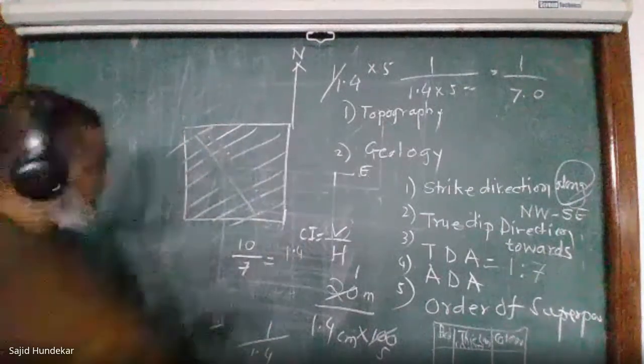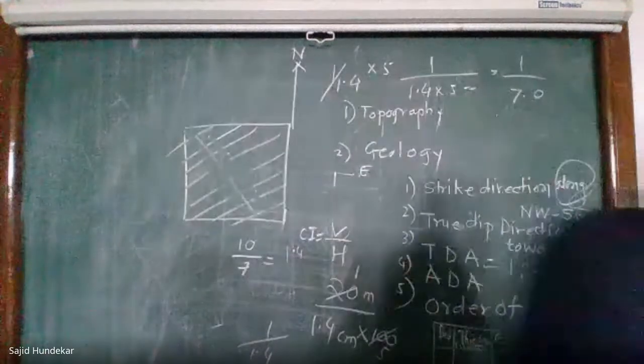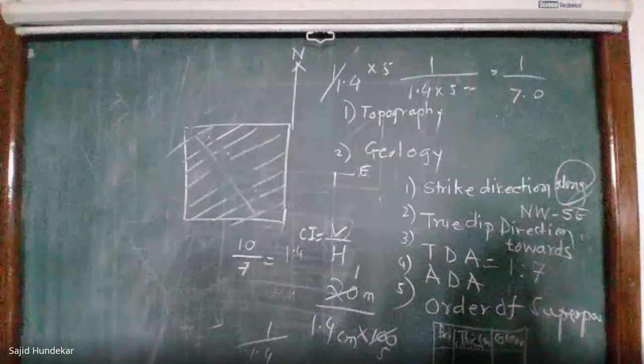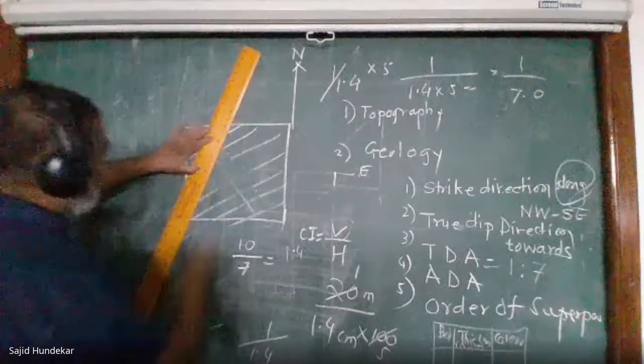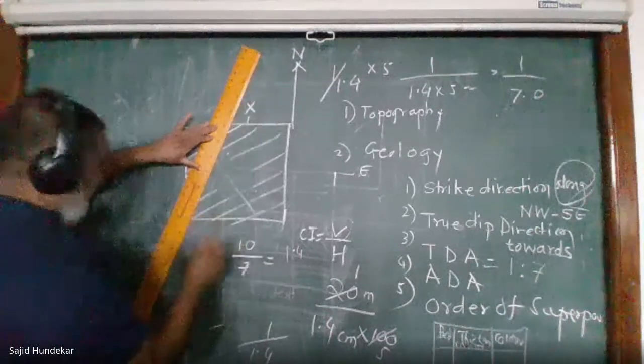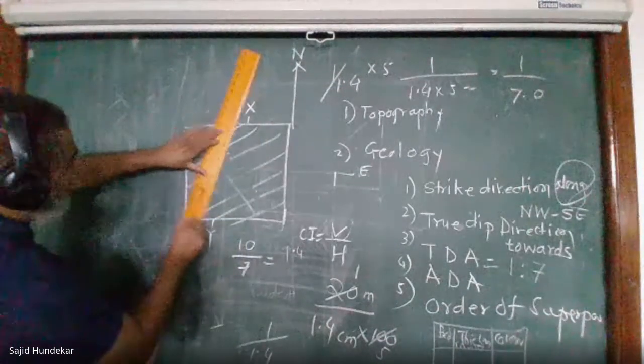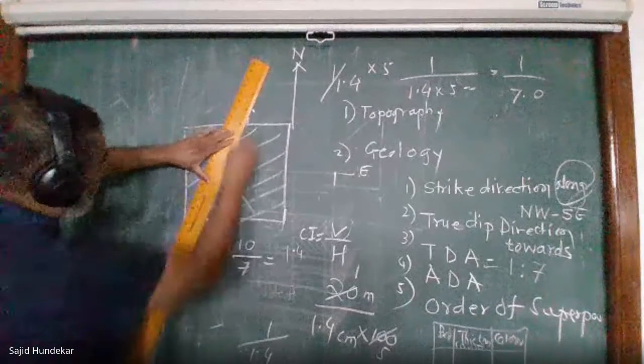But if in case the beds are inclined, then we have to measure the straight line distance along the XY line. Now XY, for example, here I give you X and here it is Y. Now join these 2 points.